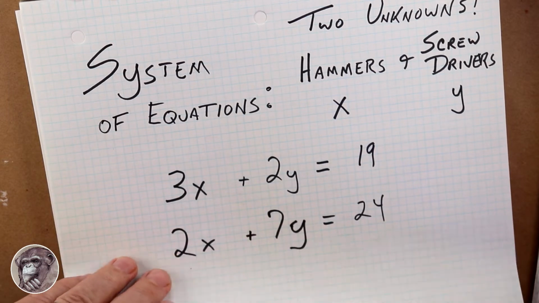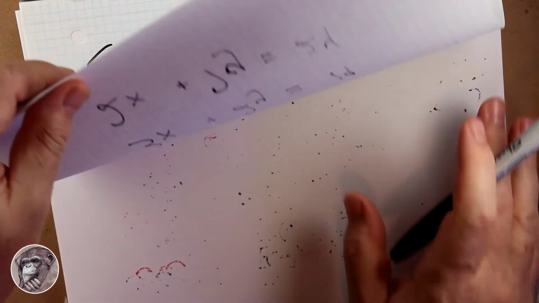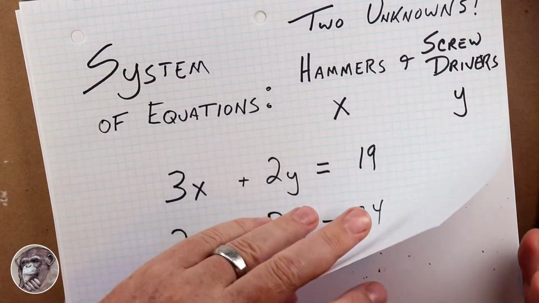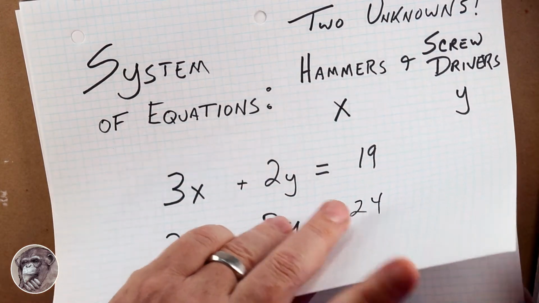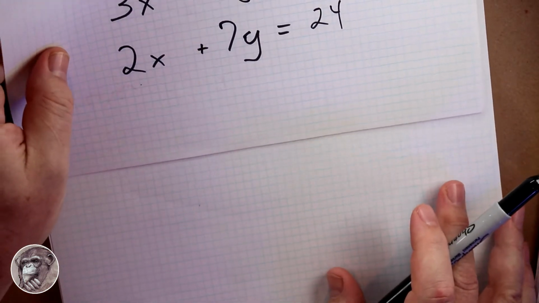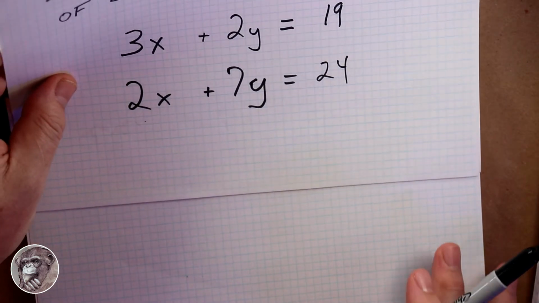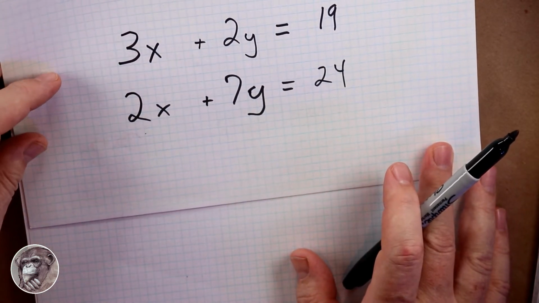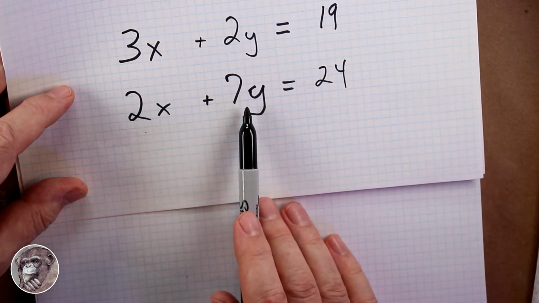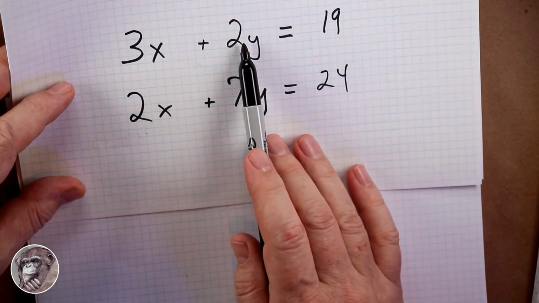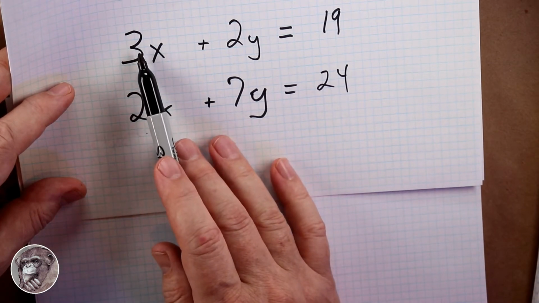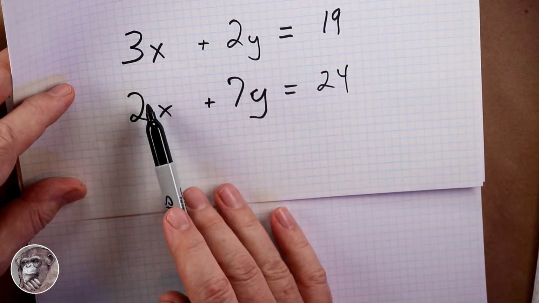So I'm going to switch papers now so we have some room. Okay, so the first thing we want to do is balance these. We want to get either this equal to this or this equal to that. I look at these two numbers, 3 and 2, and it's easier to get those two to equal the same thing.